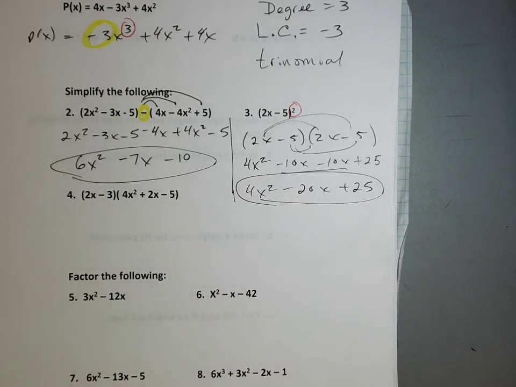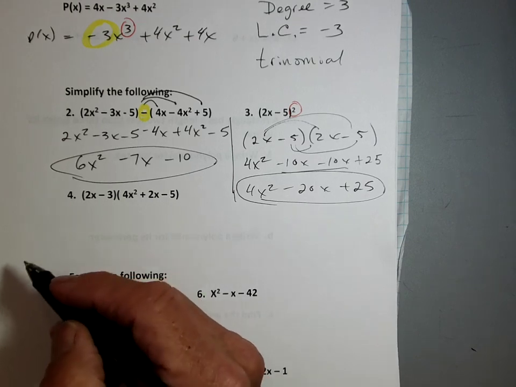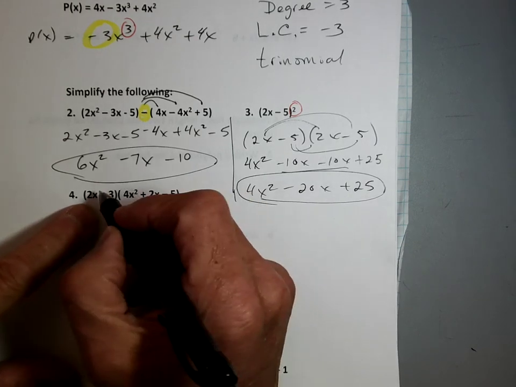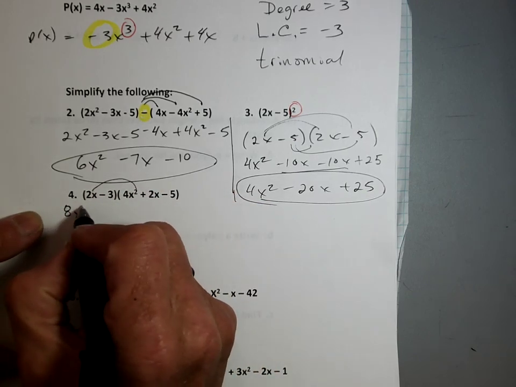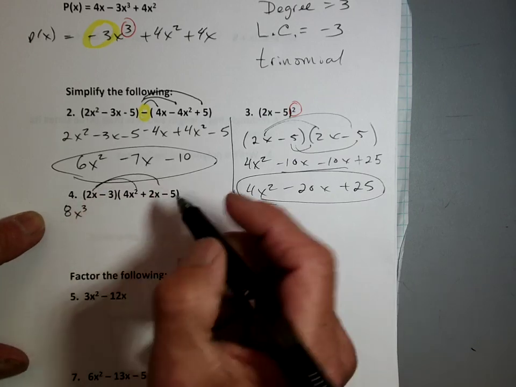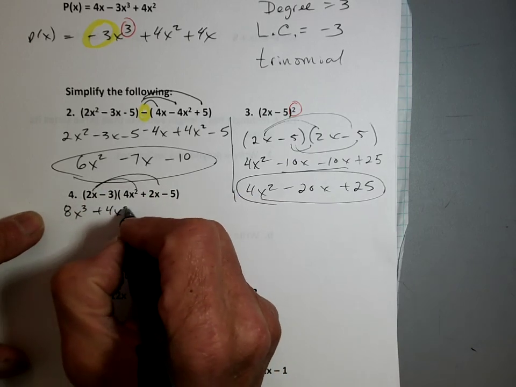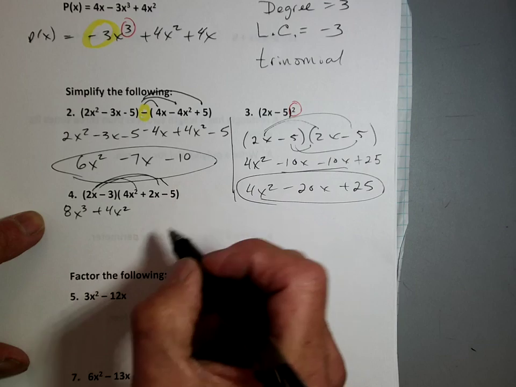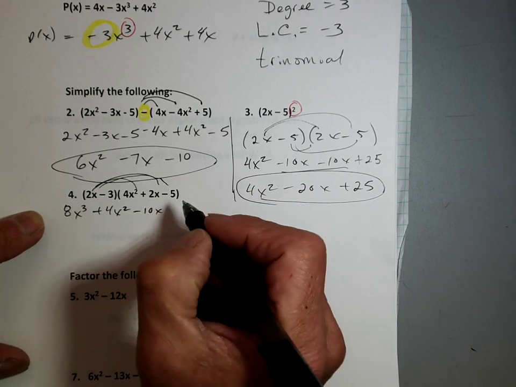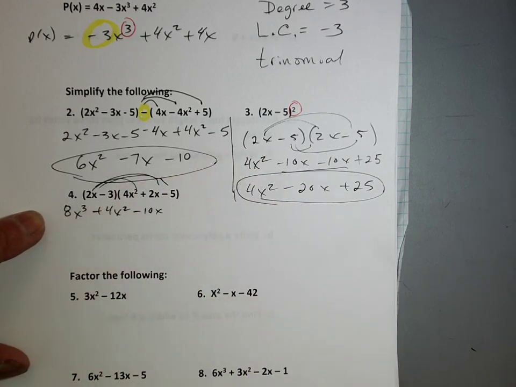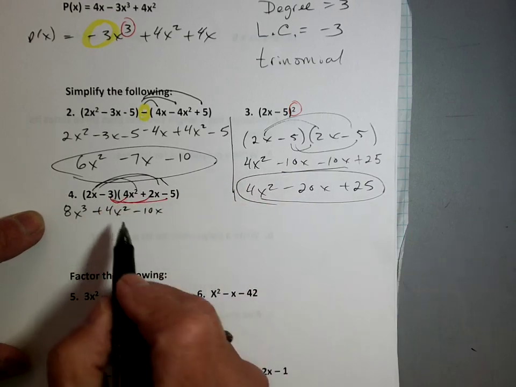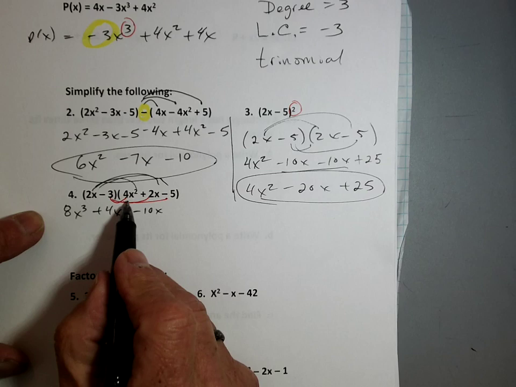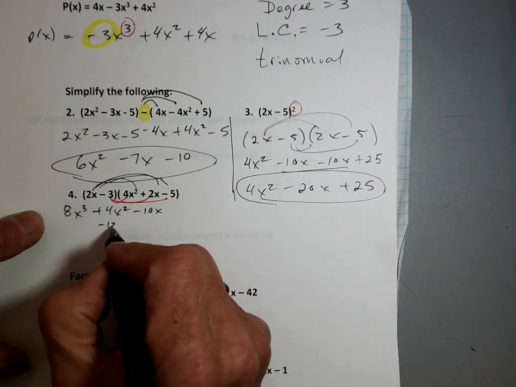Going slowly enough? Okay. Okay, number 4 is just a big multiplication. That's all. So I'm going to go 2x times a 4x squared is an 8x cubed. 2x times 2x is a positive 4x squared. 2x times a negative 5 is a negative 10x. Then I'm going to go negative 3 times this, negative 3 times this, negative 3 times that. So I'll go negative 3 times a 4x squared is a negative 12x squared.